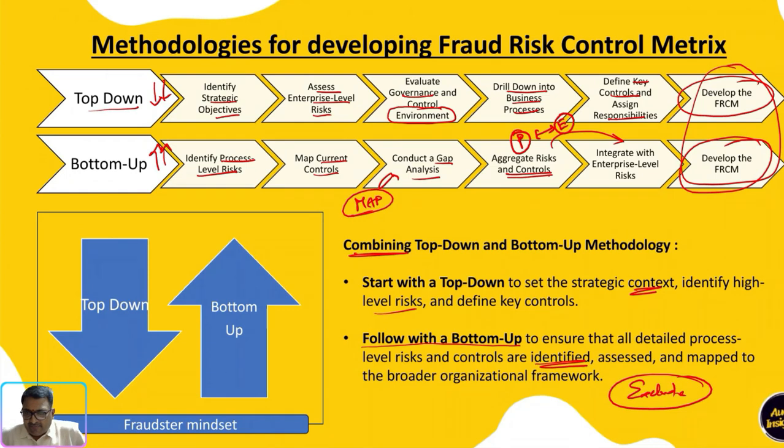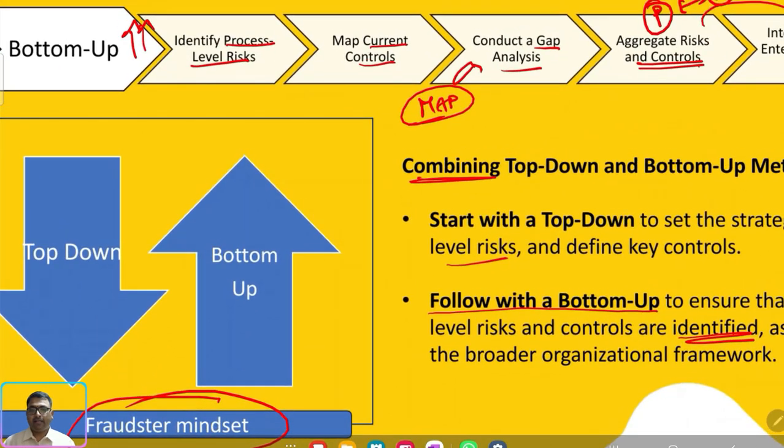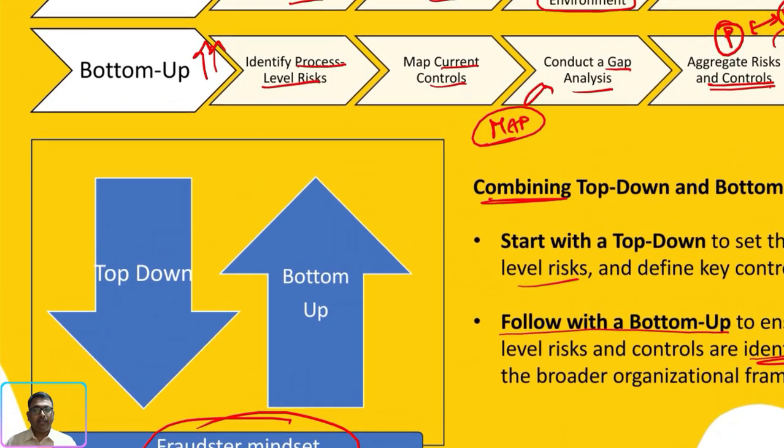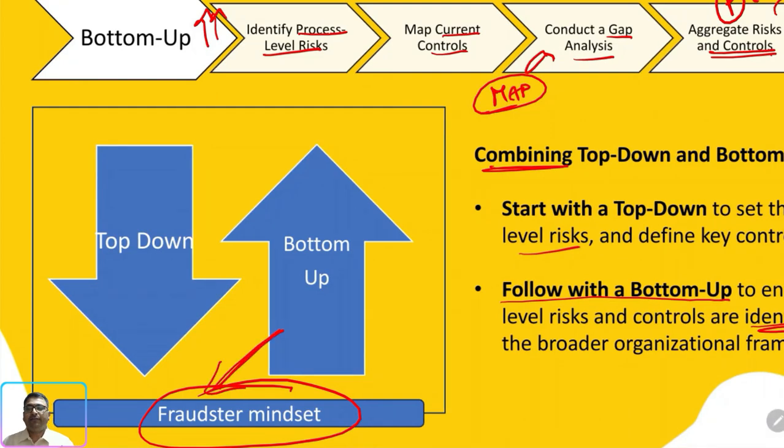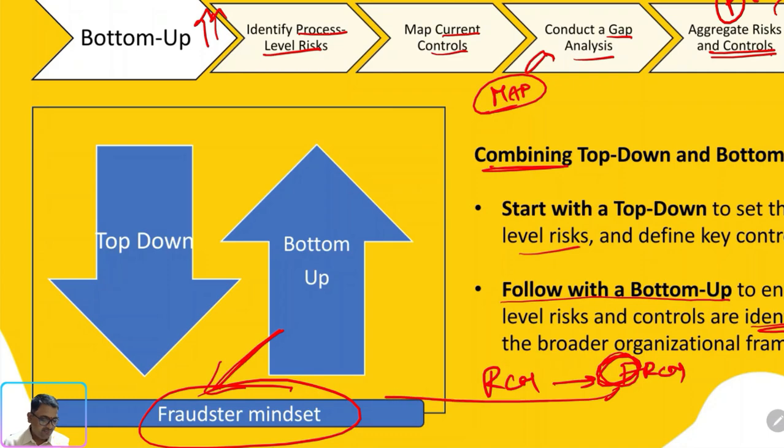One of the key underlying things, whether you take top down or bottoms up, is to have a fraudster mindset. This is critical. Like we have discussed in slide 1, it becomes very important that whatever approach we take, we clearly have this fraudster mindset, because the key aspect that differentiates a general routine risk control matrix from a fraud risk control matrix is that F, which is basically the fraudster mindset. This is a critical aspect.